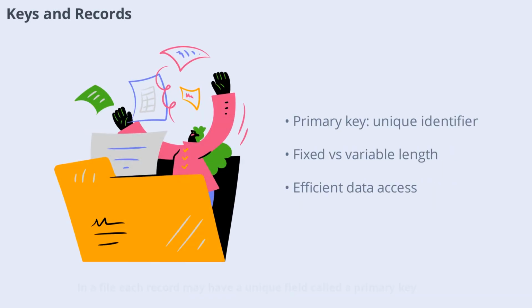In a file, each record may have a unique field called a primary key, which helps identify records quickly. For example, a student's ID number or an employee's SSN can serve as a primary key. Records can be fixed length, where every record has the same size, or variable length, where records differ in size. This distinction affects how data is stored and accessed, influencing performance and flexibility in data management.